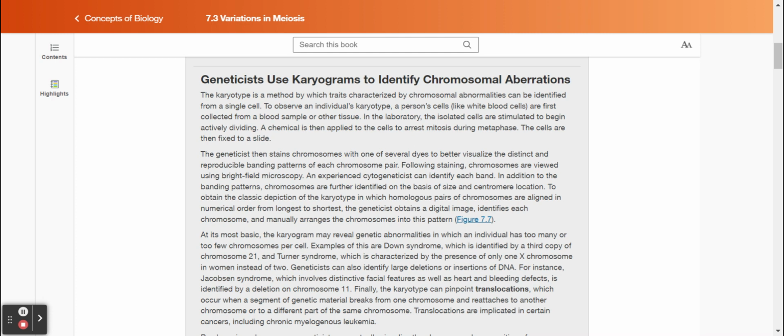The cells are then fixed to a slide. The geneticist then stains chromosomes with one of several dyes to better visualize the distinct and reproducible banding patterns of each chromosome pair. Following staining, chromosomes are viewed using bright field microscopy. An experienced cytogeneticist can identify each band. In addition to the banding patterns, chromosomes are further identified on the basis of size and centromere location.